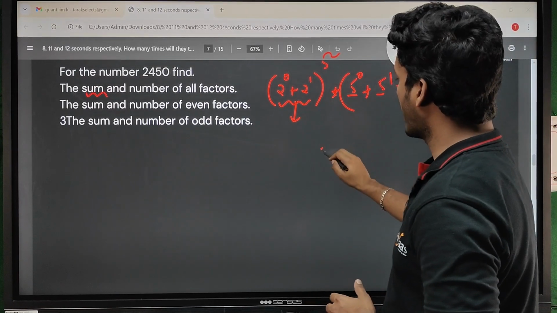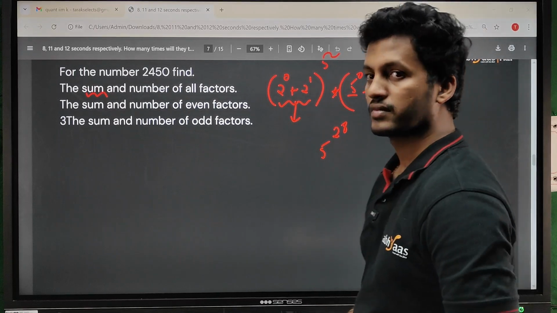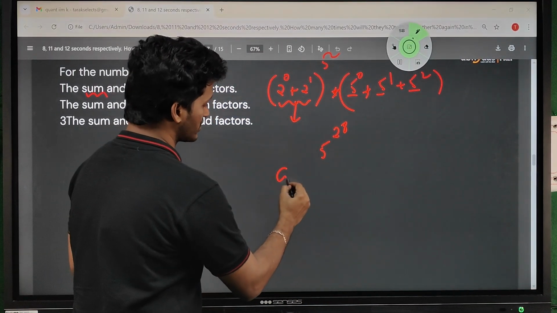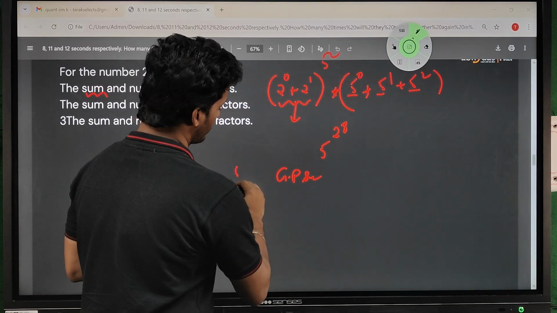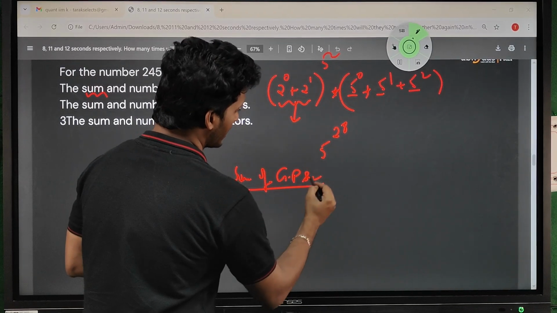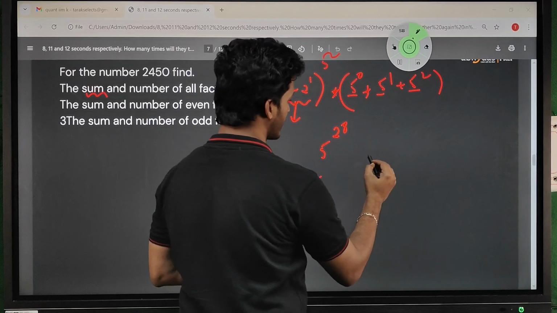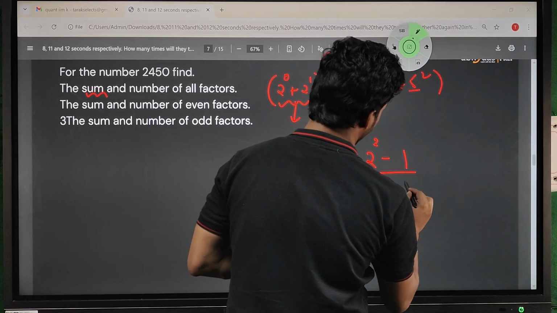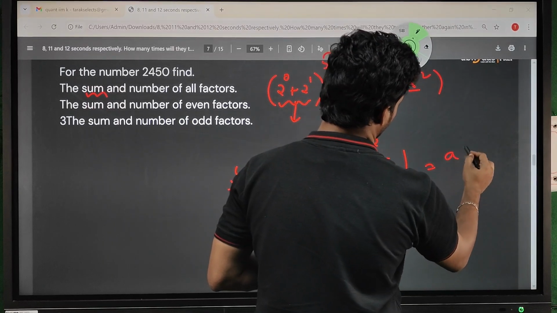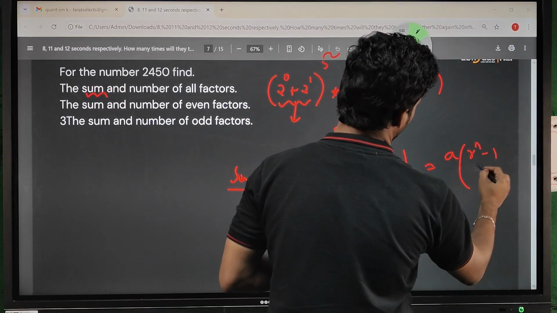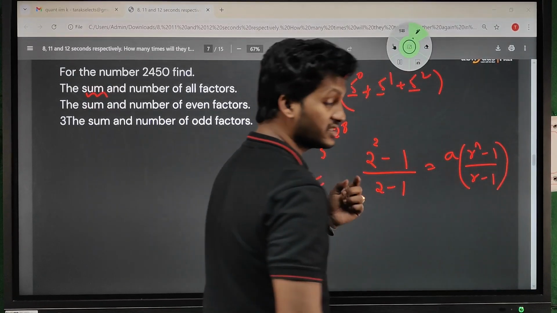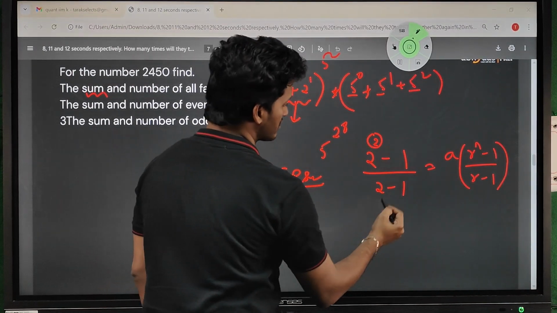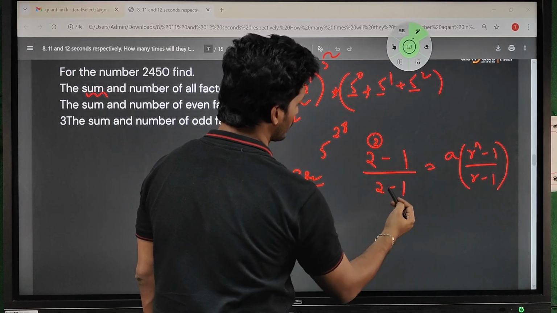But what if I have a factor of 5 power 28? In that case, it will be very tough. So there we can use the geometric progression series, the sum of a GP series. That means I can write this as 2 square minus 1 by 2 minus 1. I am applying this formula: a into r power n minus 1 by r minus 1, where r is greater than 1. That's why I am using this. So how many terms are there? 2 terms. So 2 power 2 minus 1 by 2 minus 1.